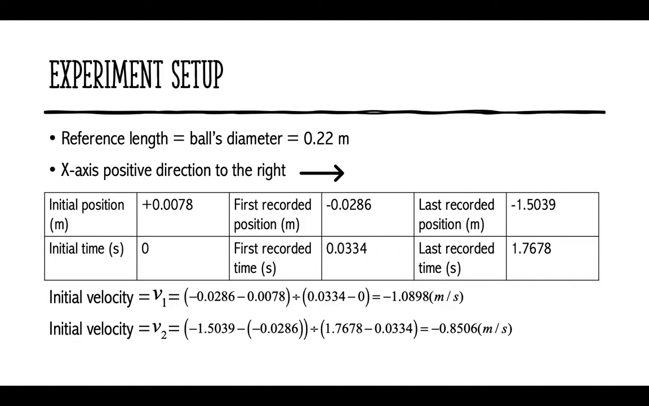The initial velocity can be calculated using the first recorded data or the last recorded data, which is shown as v1 and v2.